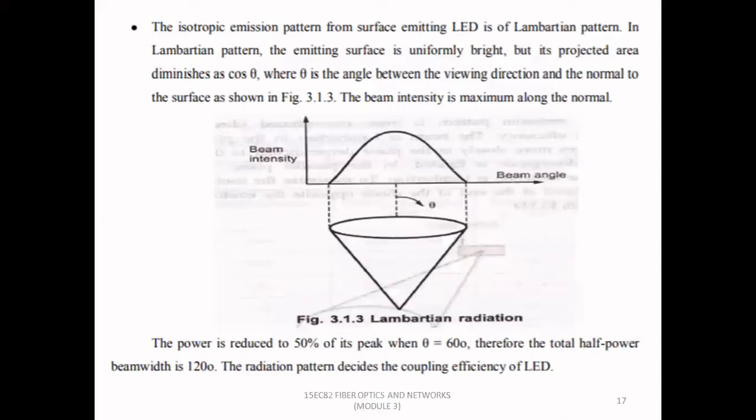The isotropic emission pattern from a surface emitting LED is a Lambertian pattern. In a Lambertian pattern, the emitting surface is uniformly bright, but its projected area diminishes as cos theta. That is, theta is the angle between the viewing direction and the normal to the surface, as shown in figure 3.1.3. The beam intensity is maximum along the normal. The power is reduced to 50% of its peak when theta equals 60 degree. Therefore, the total half power beam width is 120 degree. The radiation pattern decides the coupling efficiency of the LED.